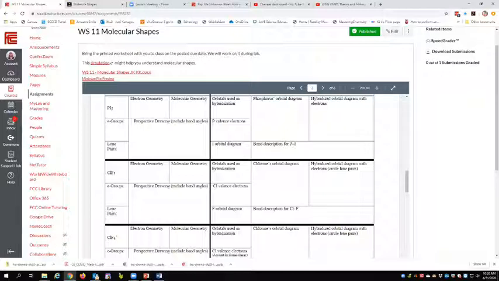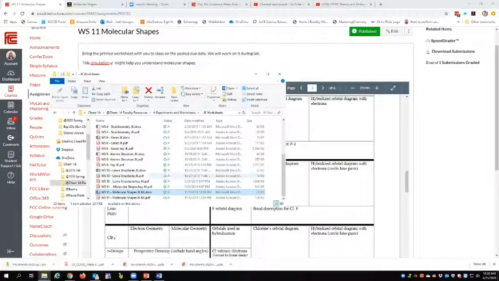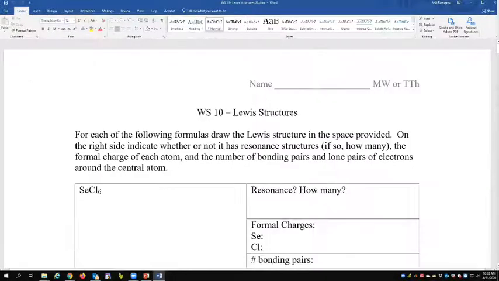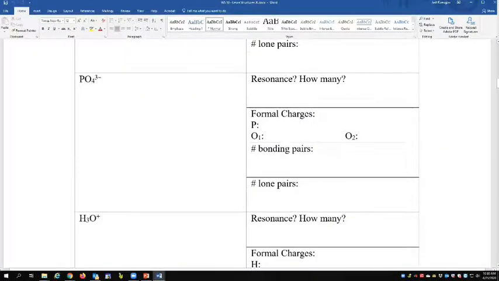Are you looking at worksheet 10 or worksheet 11? No, I'm looking at worksheet 10. Okay, because not all of the molecules or ions from worksheet 10 are on worksheet 11. Oh, okay. No, I'm just looking at worksheet 10. Yeah, we can look at worksheet 10. Definitely. Yeah, right there. We can do that one.